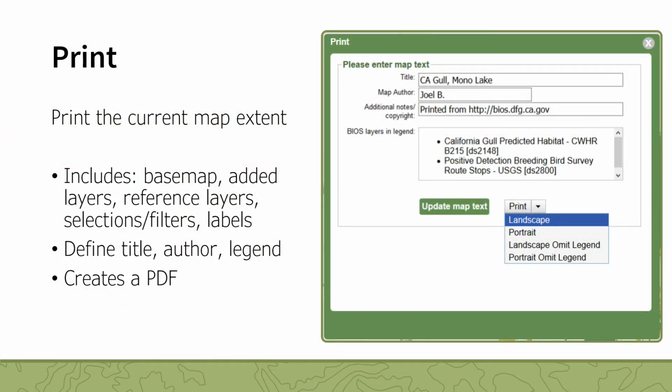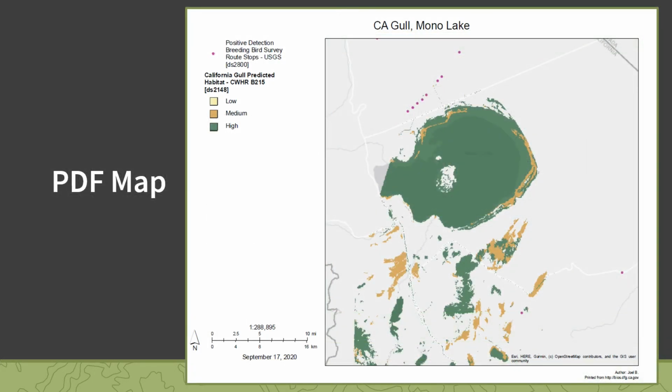To create a PDF of the current map extent, open the Print tool. You can specify a title, author, orientation, and if you would like to include the legend in the printout. If the title or author is indicated, be sure to press the Update Map Text button. The PDF map includes elements such as base map, added BIOS layers, reference layers displayed in the map, features highlighted through selections, and added labels. After clicking Print, the button will turn into a printout link. Pressing this opens the PDF map.